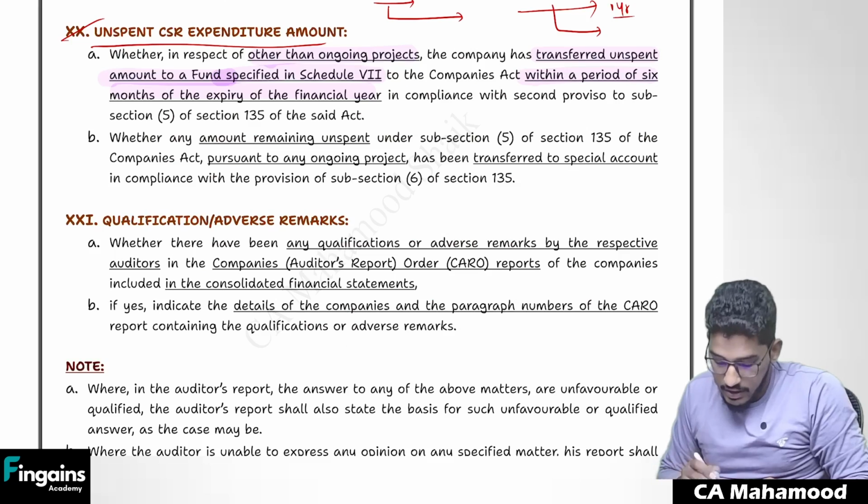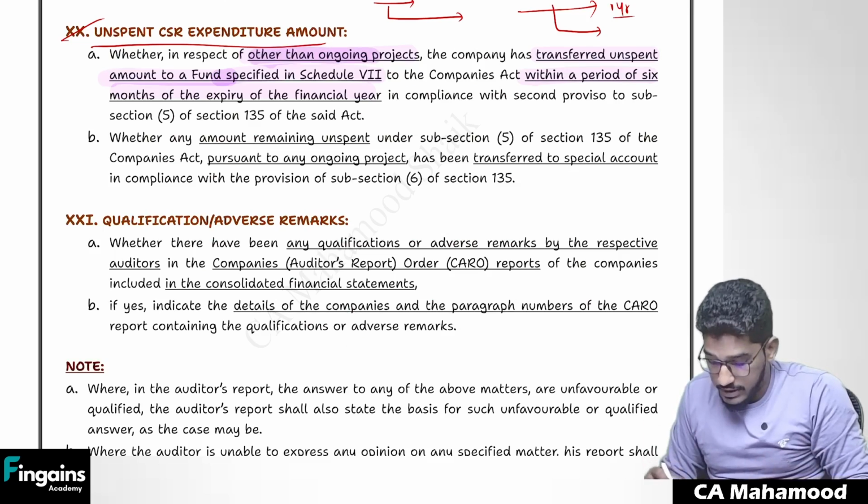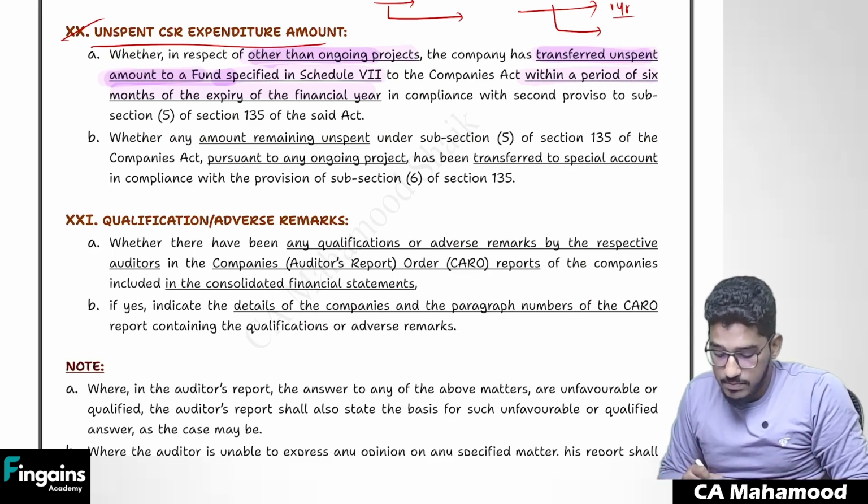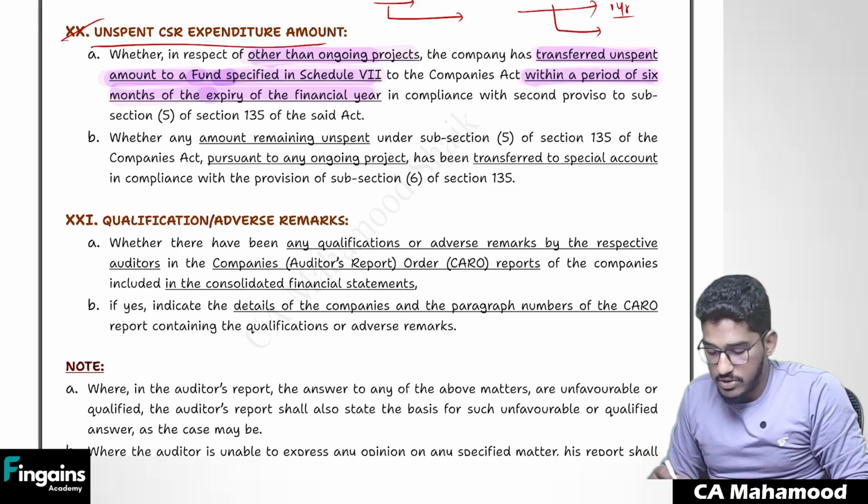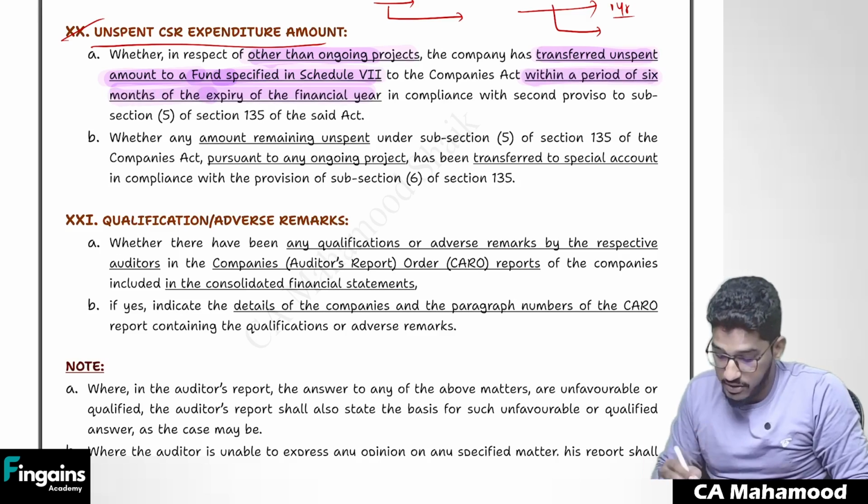So that I need to give a comment. If I read it once again, whether in respect of other than ongoing projects, that means you don't have any ongoing project, the company has transferred unspent amount to a fund specified in Schedule 7 to the Companies Act within a period of 6 months from the expiry of the financial year in compliance with 135 subsection 5.